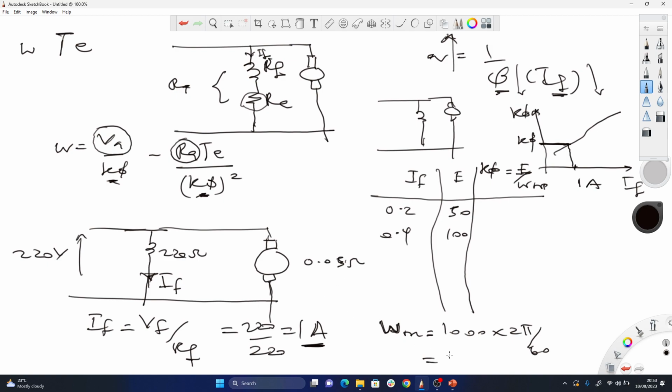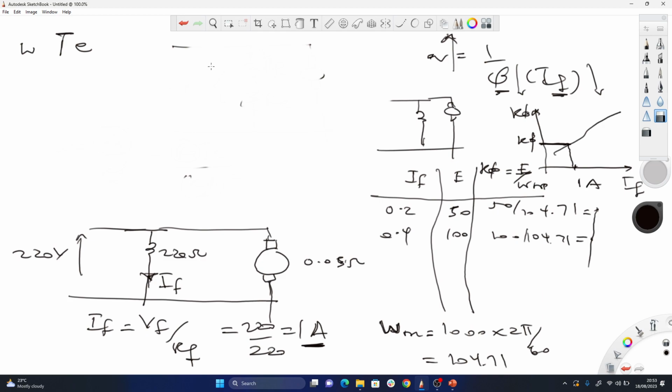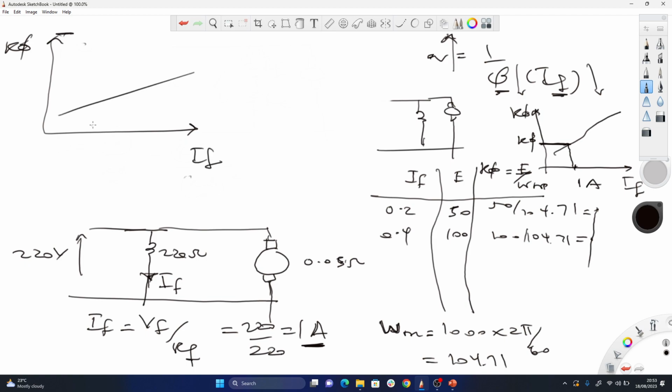That is 104.71. So it means that I divide each of these by 104.71. Here I'll do 50 over 104.71, then here I'll do 100 over 104.71, and that's the value that I'll get here. If I get the value for all the K5s, now I can plot a graph of K5 against IF.